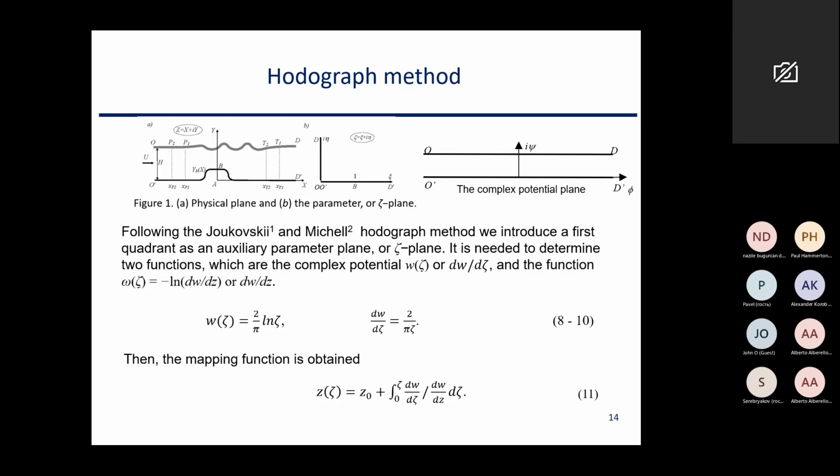So first we try to find the derivative of the complex potential, which in the present case is a trivial job, because the complex potential plane is just a strip, and it is easy, using conformal mapping, to find that the complex potential is just the logarithm of zeta, in the first quadrant. So the derivative can be written also. And if we know the complex velocity and the derivative of the complex potential, we can find the mapping function.